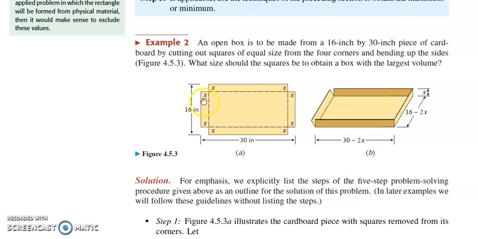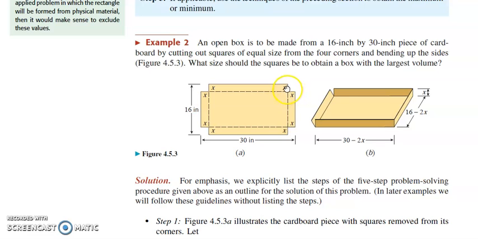So this new length is 16 minus 2x. Here it will be 30 minus 2x. So your box will have volume. So you have length, breadth and width, length, breadth and height. Okay, so volume will be 30 minus 2x, then 16 minus 2x, into x.